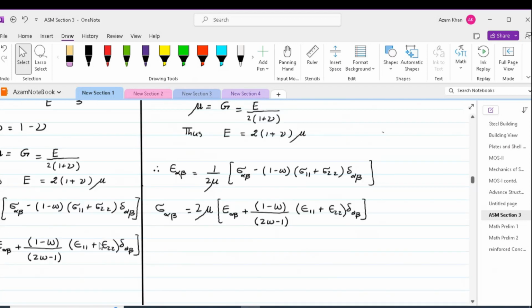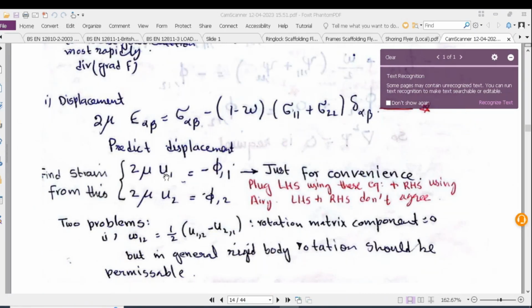Just to give one example, say we predict a displacement which looks like this: 2 mu u1 is equal to minus phi comma 1, and 2 mu u2 is equal to minus phi comma 2. Now, how can we plug these displacements into the constitutive equation? The answer is that we can write epsilon alpha beta in terms of u1, u2, and then plug in the values of these. So we will get some value on the left hand side. In the case of the right hand side, we can plug in the Airy stress function and see whether the right hand side is equal to the left hand side. That's the procedure for ensuring a unique displacement.